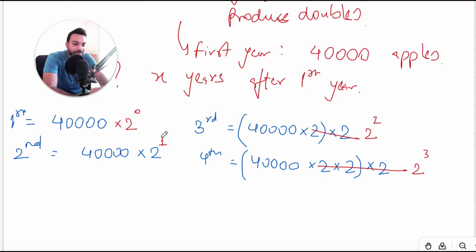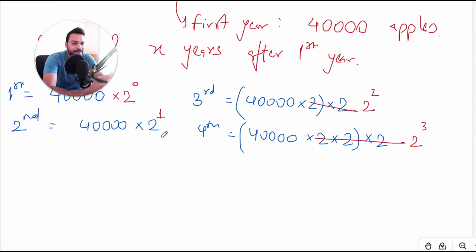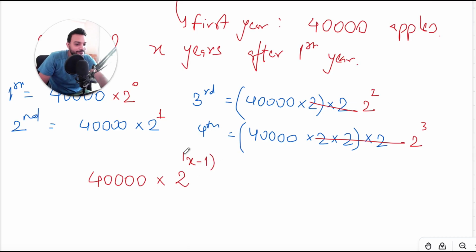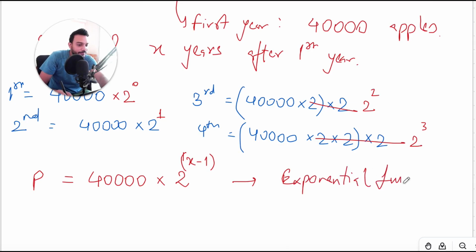Okay, now can we formulate a function from here? We can, right? So let's say 40,000 is a constant, and then X years from now it will be 2 raised to the power of X minus 1. So when you put X equal to 1 for the first year, it's 40,000. Okay, so this becomes the apple produce P. This is what is called an exponential function. You just wrote your first exponential function.